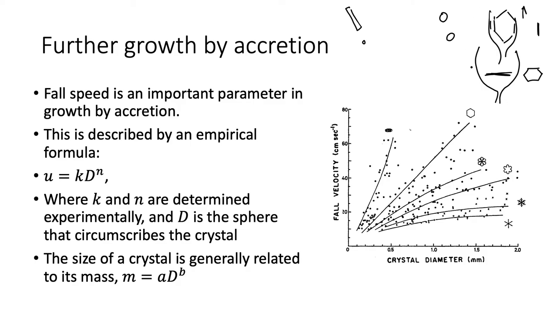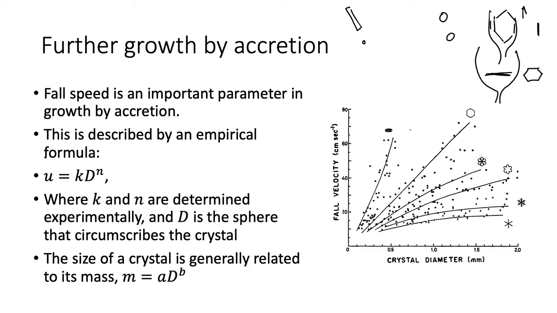And the truth is that these ice crystals probably don't fall one way or another, but they probably just keep oscillating as they fall. So that's why you have all these different scatter points. And at the end of the day, you just draw some kind of a best fit, and you obtain a formula like this one. Okay.